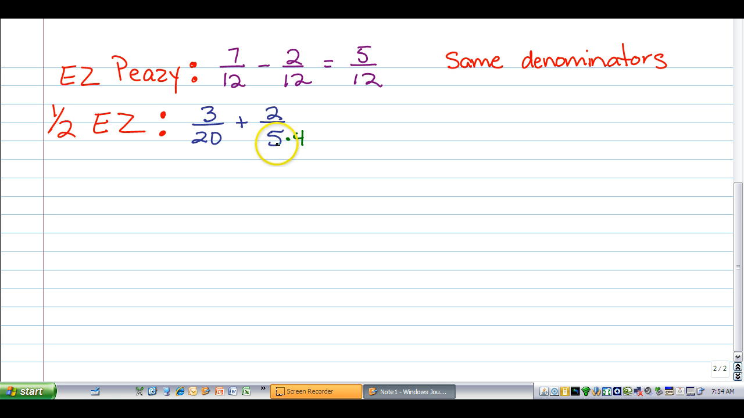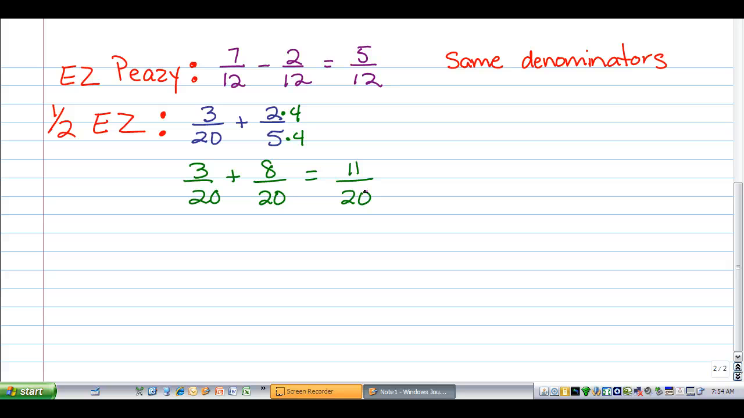And whatever I do to one, you gotta do to the other. So I'm going to rewrite this. Instead of 3/20 plus 2/5, this changes to 3/20 plus 2 times 4, 2 times 4 is 8, 5 times 4 is 20. I now have my denominators the same, and I can add. 3 plus 8 is 11, and the denominators stay the same. So my answer is 11/20.